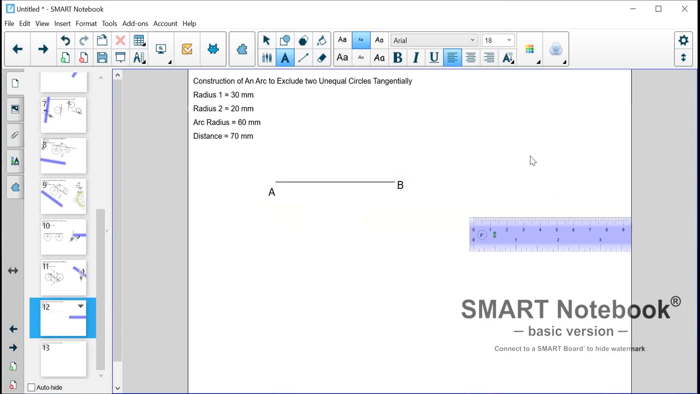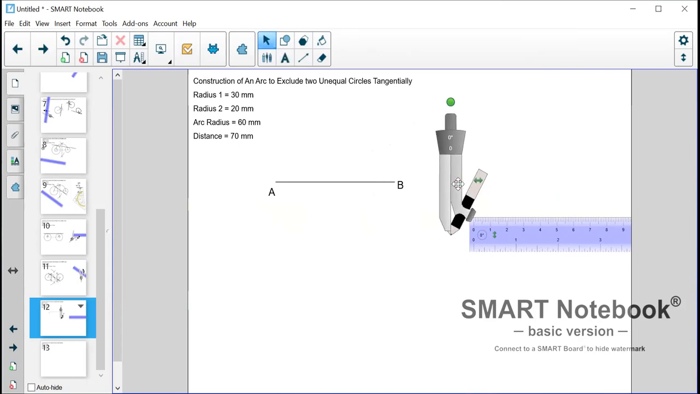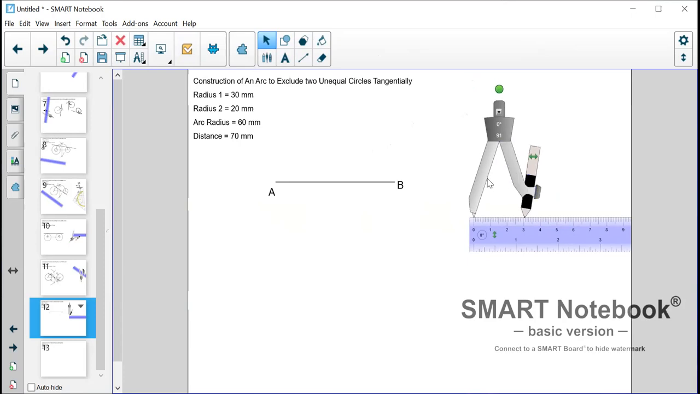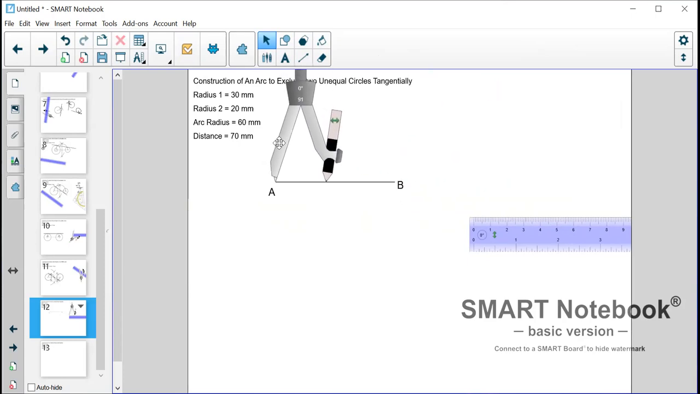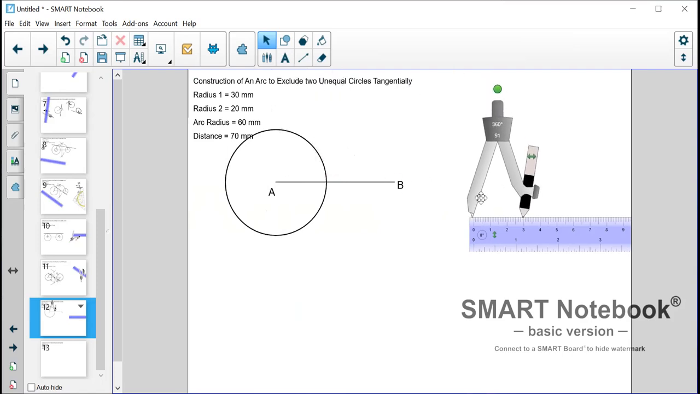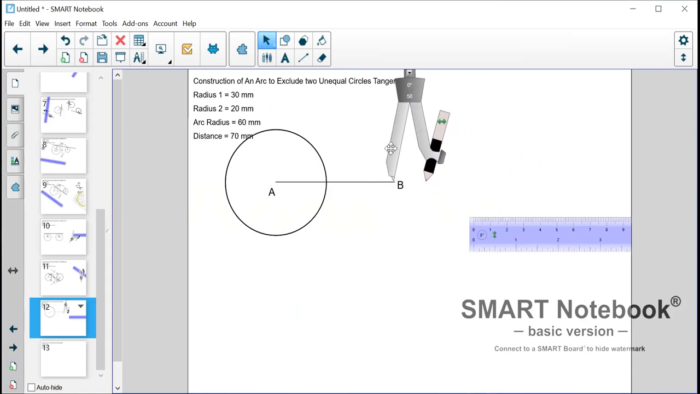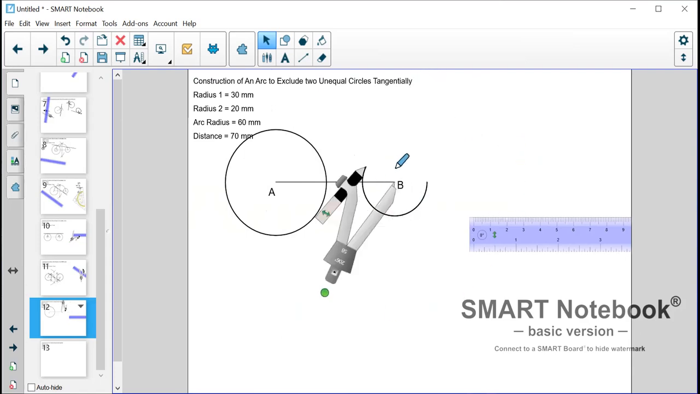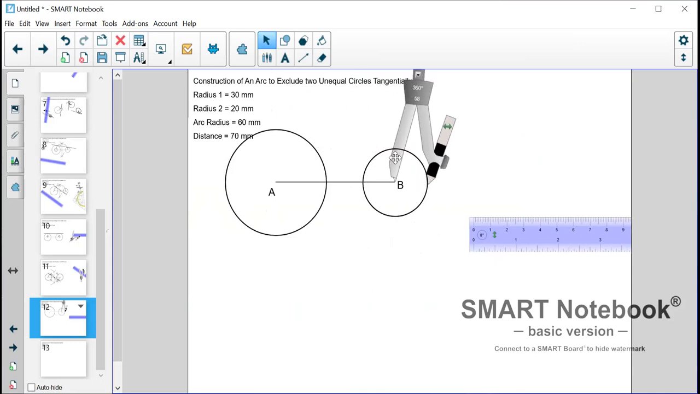Now we move next to drawing the circle, with the first one being 30 mm. So we open the pair of compasses to 30 mm in radius, and we draw our circle. Now the second circle is 20 mm. So we use that 20 mm and we obtain the second circle.